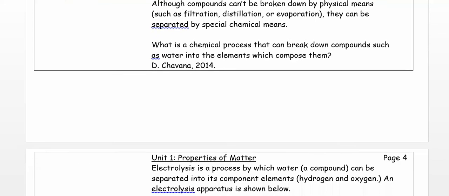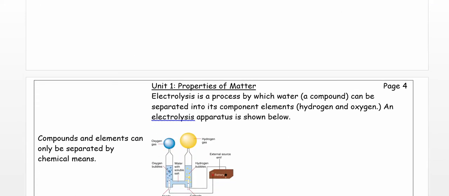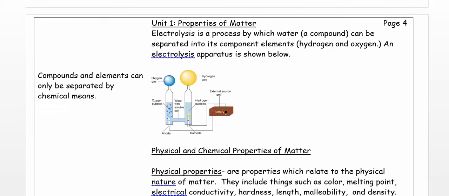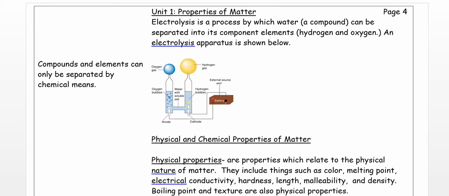So let's talk a little bit about the apparatus. Well, the process is known as electrolysis. So remember, if I have water, that's a compound, and water cannot be broken down into its component elements through a physical process like, for example, distillation. But what I can do is use a process that's known as electrolysis. This is a process by which water, which is a compound, can be separated into its component elements, hydrogen and oxygen. An electrolysis apparatus is shown below.